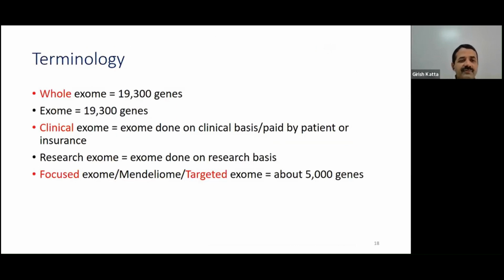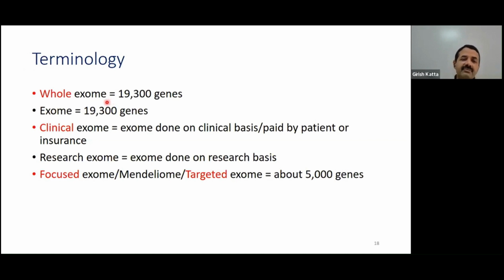I will now introduce you to a few terms. Whole exome means that all 19,300 protein coding genes are covered. We need to understand now there are non-protein coding genes or RNA coding genes, so we should be very careful. Our current whole exome sequencing technology covers approximately 19,300 protein coding genes.